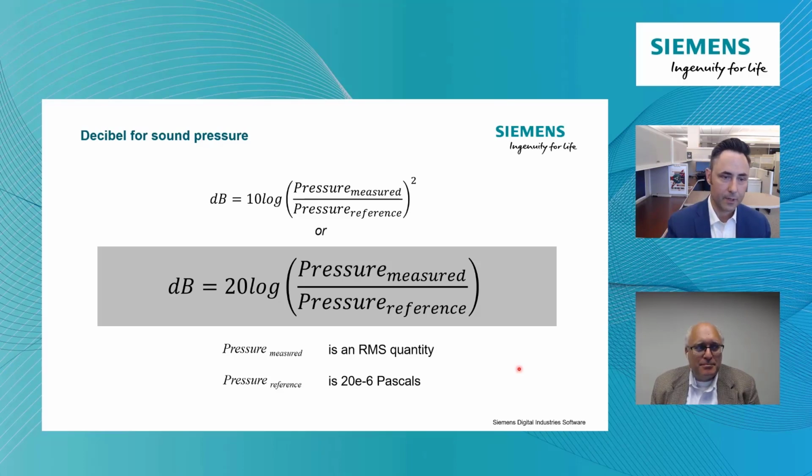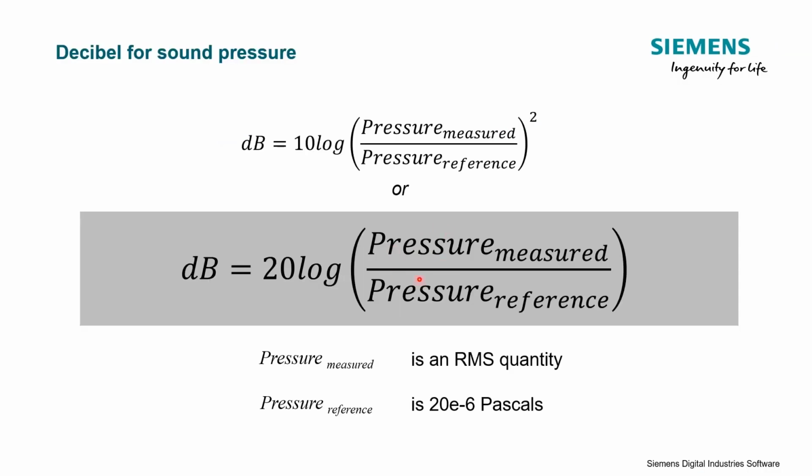Okay, so we take pressure from our measurement microphone, we divide that by what we call our reference pressure, and we all need to agree what this reference pressure is. And then we take that ratio, take the log of that, multiply by 20. That's your sound pressure level in decibels. We're making a measured pressure up here. We divide that by a reference pressure, take the log of that ratio, multiply by 20, and that's our decibel.